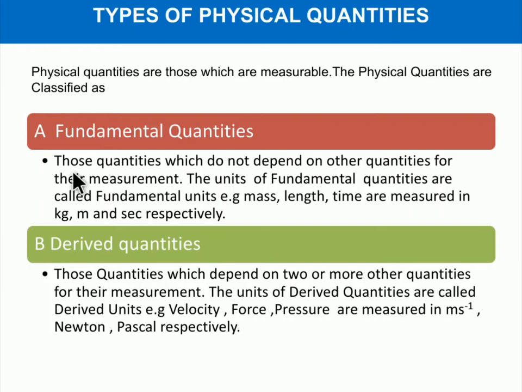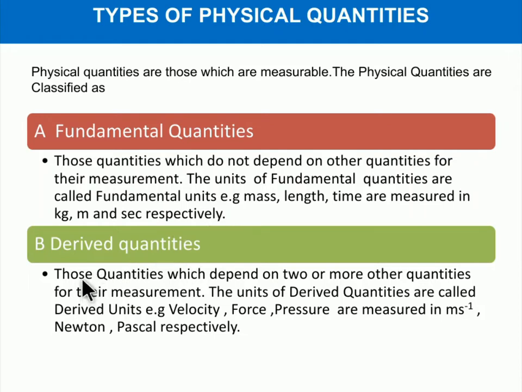Fundamental quantities. Those quantities which do not depend on other quantities for their measurement. The units of fundamental quantities are called fundamental units. For example, mass, length, time are measured in kilogram, meter, and second respectively. Fundamental units can neither be derived from one another nor can they be further resolved into simpler units.